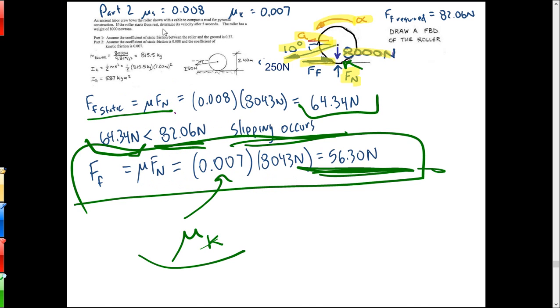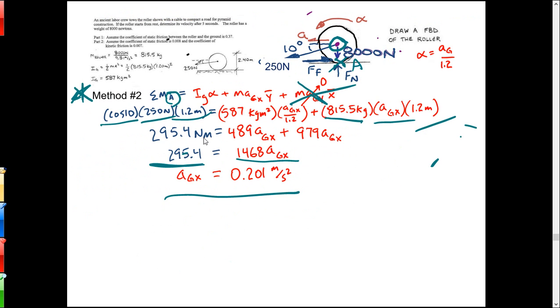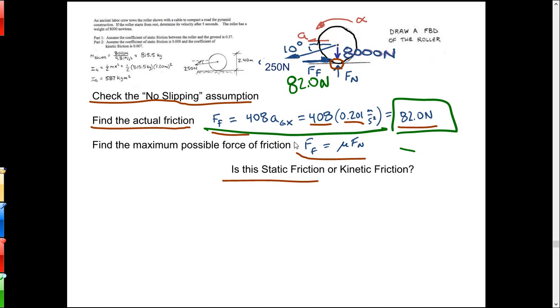Now for part 2, it's the same problem, just with different coefficients of friction. They're greatly reduced. So what we would do is we would come up with the required friction, which we did already. It's 82.06 newtons. We did that previously. That was independent of the coefficient of friction. That was just plugging into this relationship right here.